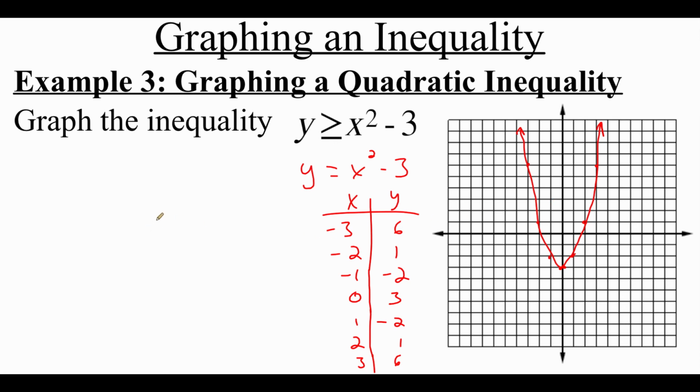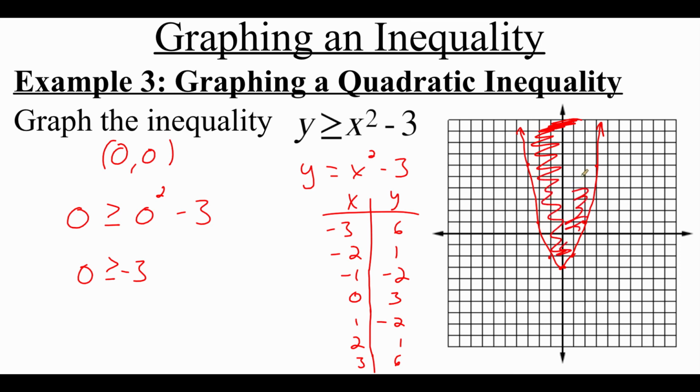Now we need to pick a point to test out to see if it satisfies the inequality or not. My graph does not go through the origin, so it's going to be safe for me to use the ordered pair 0, 0. So if I plug in those x and y values, we get 0 is greater than or equal to 0 squared minus 3. 0 squared is 0, minus 3 is negative 3. And if we look, 0 is in fact greater than negative 3. So this ordered pair 0, 0 does satisfy our inequality. So we want to shade on the same region as this 0, 0 point. So we're going to be shading inside of this parabola to get our solution set.